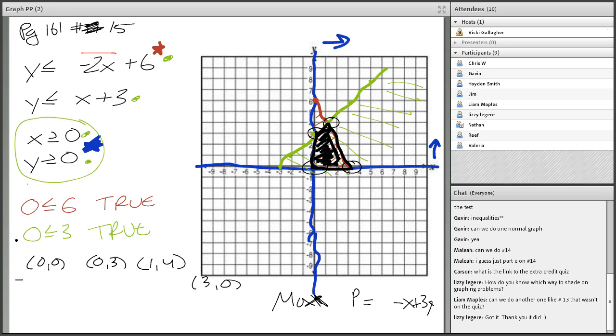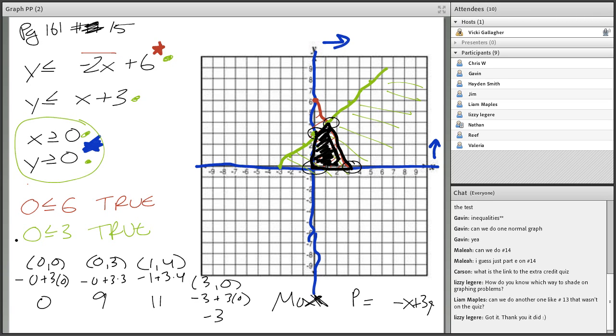So negative 0 plus 3 times 0 is 0. Negative 0 plus 3 times 3 is 9. Negative 1 plus 3 times 4, that's 12 minus 1, that's 11. And then negative 3 plus 3 times 0 is negative 3.